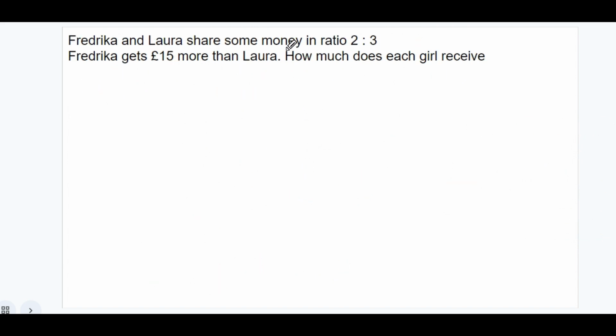Federica and Laura share some money in the ratio 2 to 3. Federica and Laura, the ratio is 2 to 3. So Federica gets £15 more than Laura. How much does each girl receive? So now it's a bit different question.